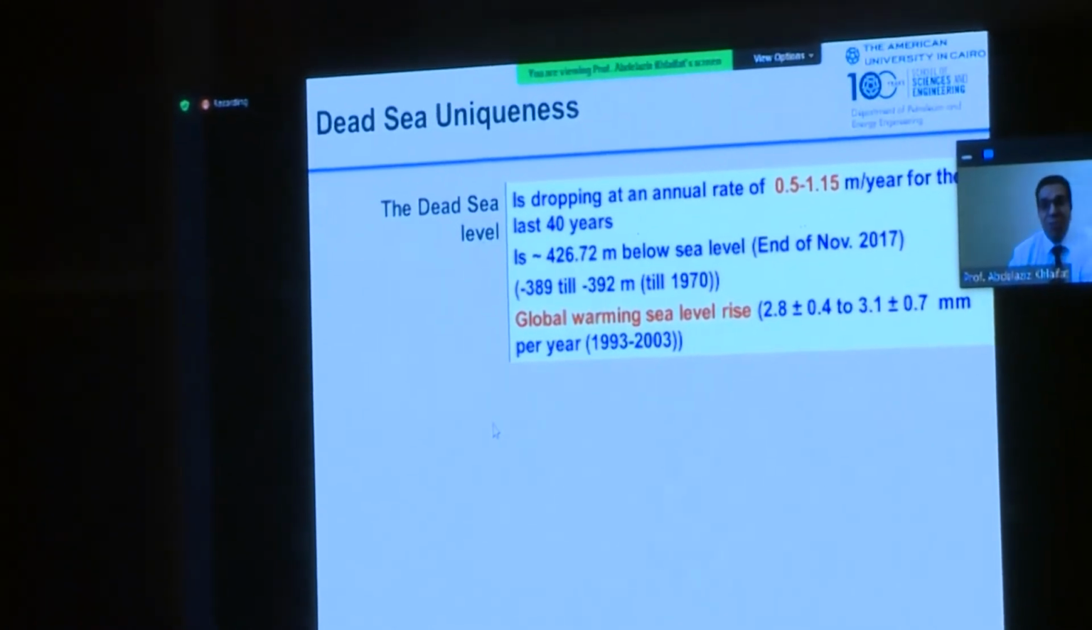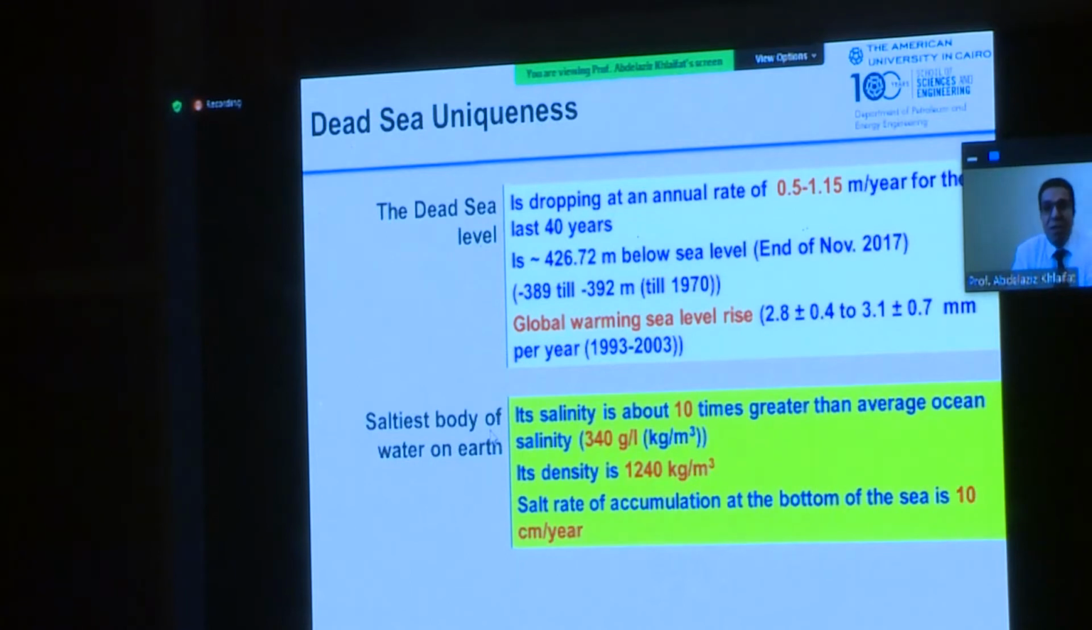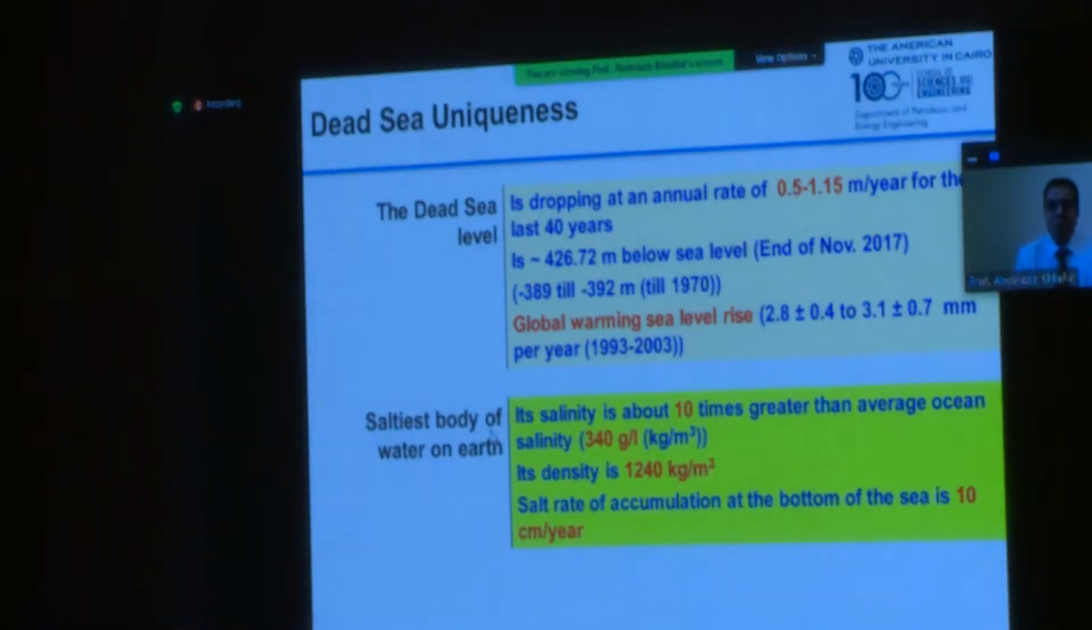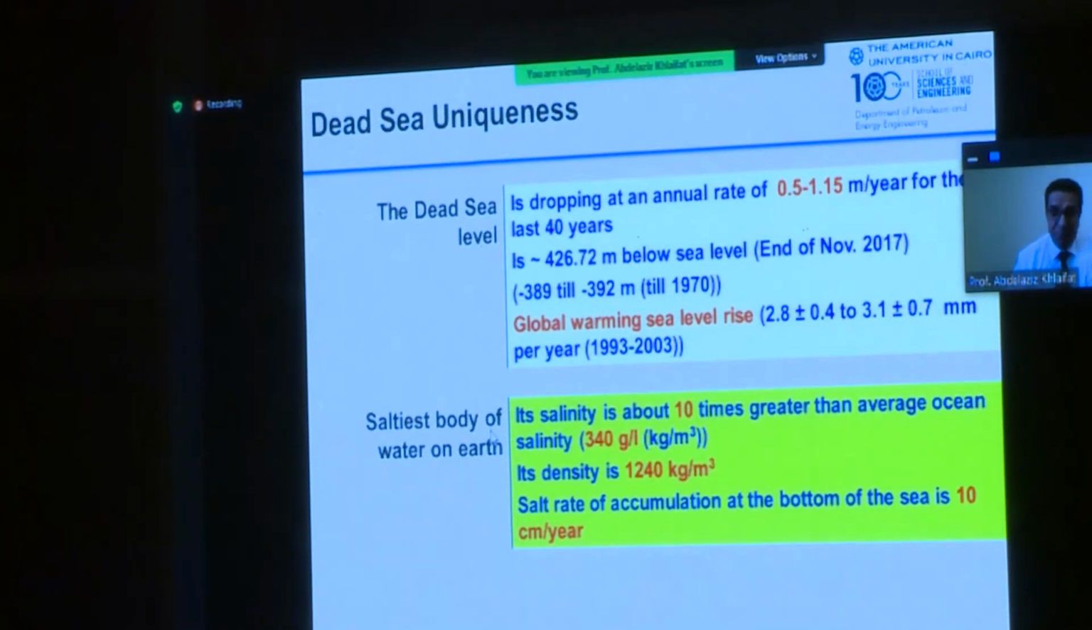Although some oceans' levels are actually increasing due to global warming. When it comes to salinity, the Dead Sea is the most saline lake, or closed lake, with almost 10 times the salinity of the ocean. In addition to the level decline, salt accumulation at the seabed is in the range of 10 centimeters per year.